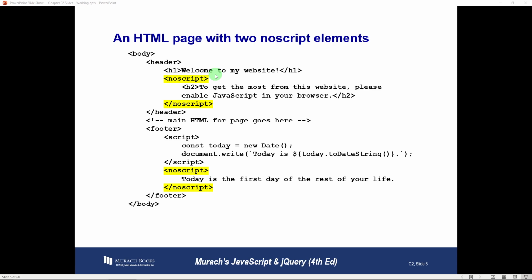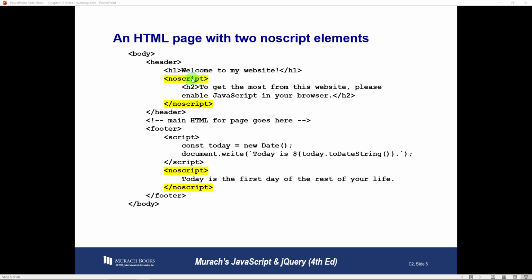There's another thing we can do, and there's something called a no-script element. So here's an example of an HTML page that has two no-script elements. Here's our body. We have our header section. We have our footer section. H1 says, welcome to my website. That's our top header for this page. And then we have this no-script element that contains an H2 inside of it. It says, to get the most from this website, please enable JavaScript in your browser.